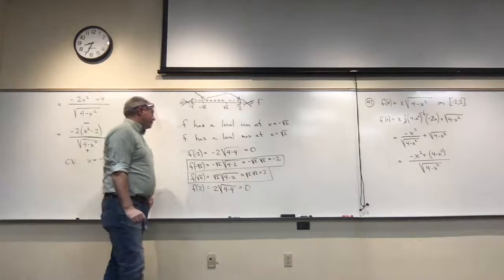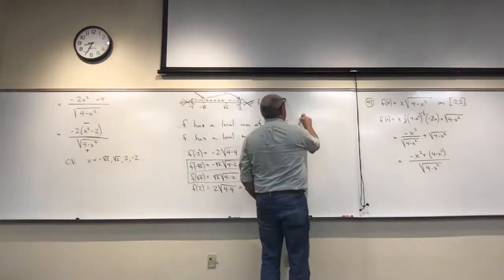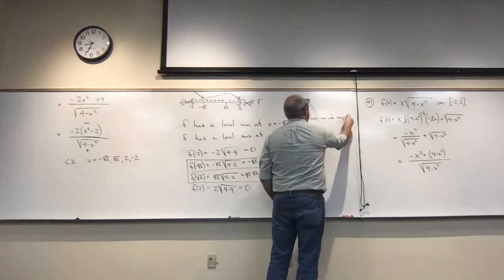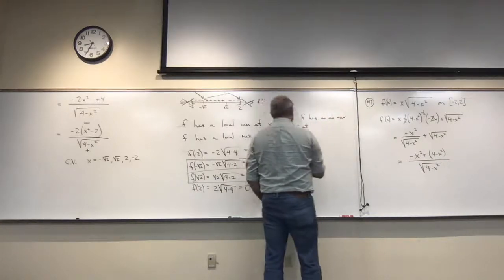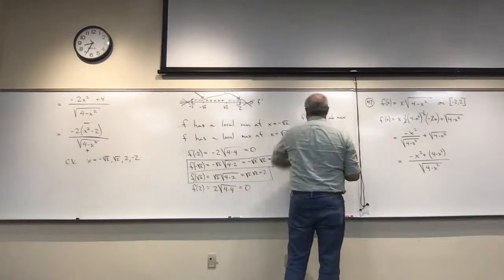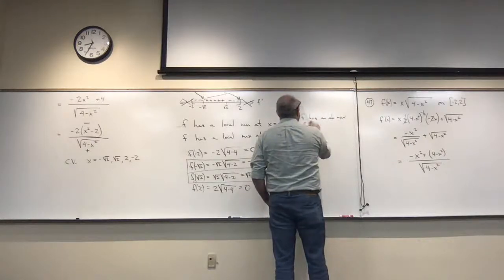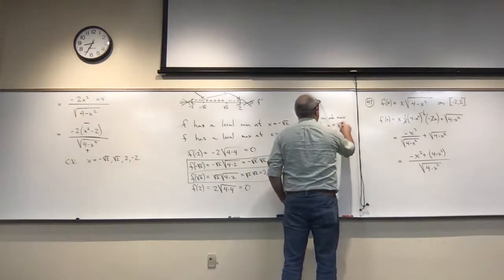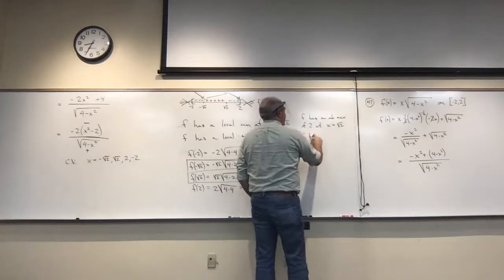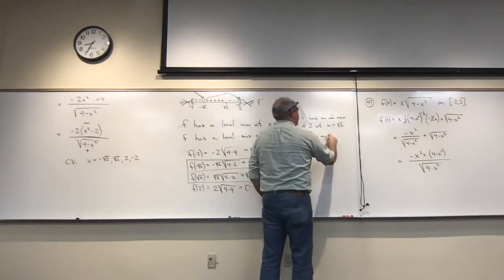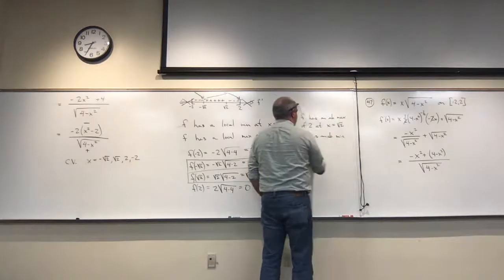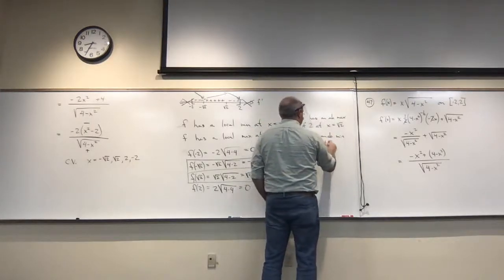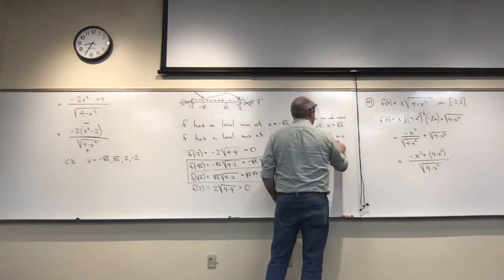And we could write that out: f has an absolute maximum of 2 at x equals √2, and f has an absolute minimum of -2 at x equals -√2.